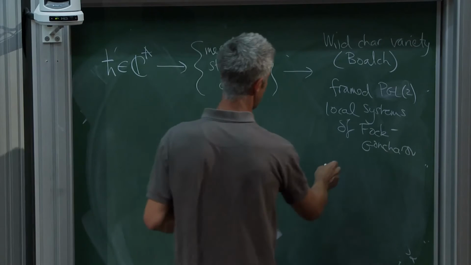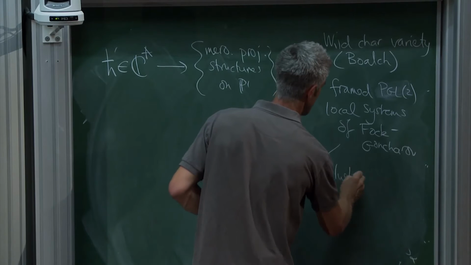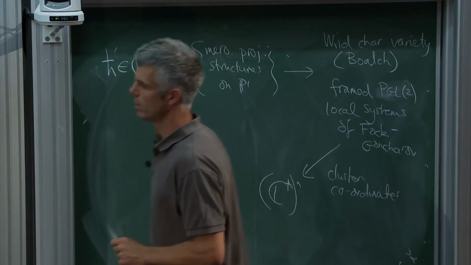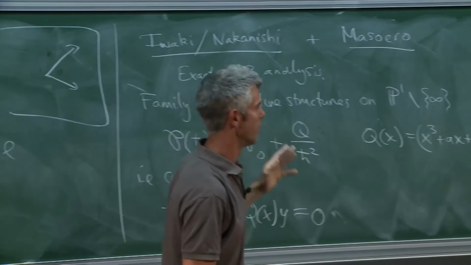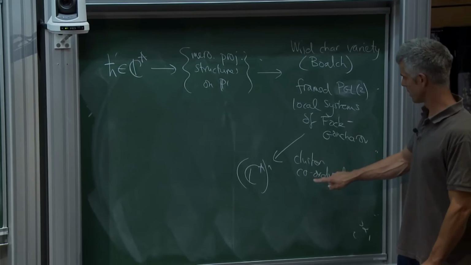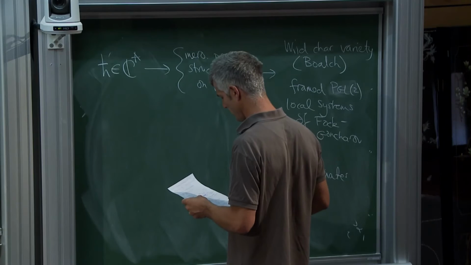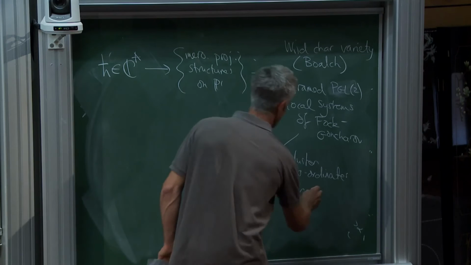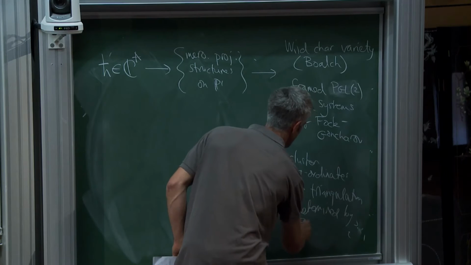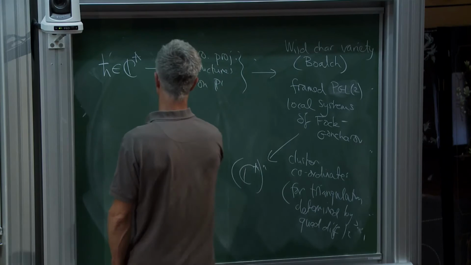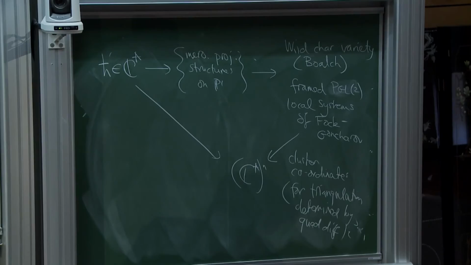And on here, you have some cluster coordinates. What does it really mean? Again, you take the Stokes matrices of this equation at infinity. Those agree with these Fock-Goncharov coordinates, and these depend on a triangulation. But of course, that's another story. This quadratic differential gives you a triangulation. I realize there are lots of things I'm not having time to explain. But I claim that this map gives you the solution to this Riemann-Hilbert problem.